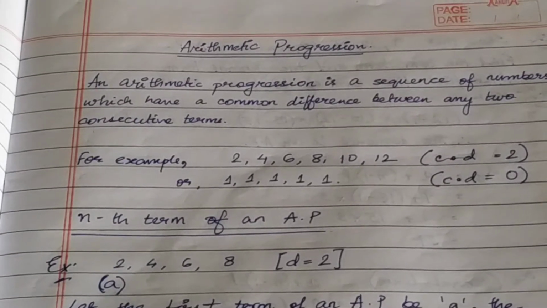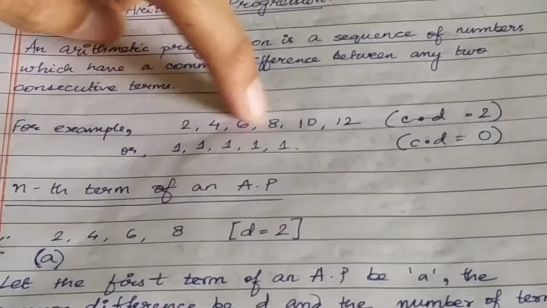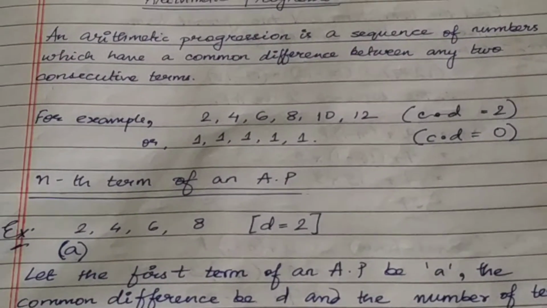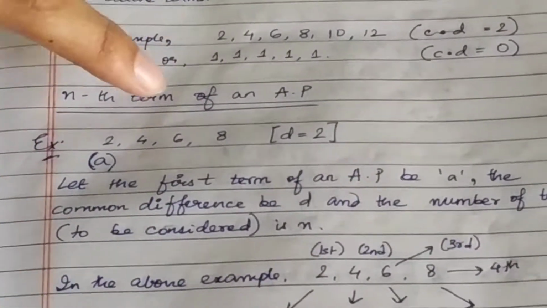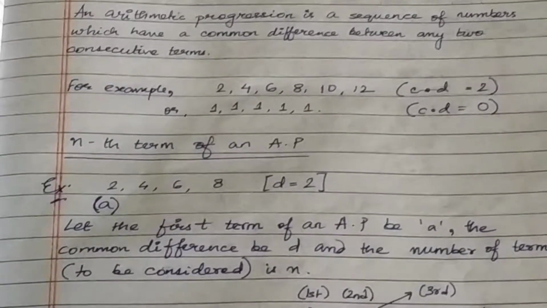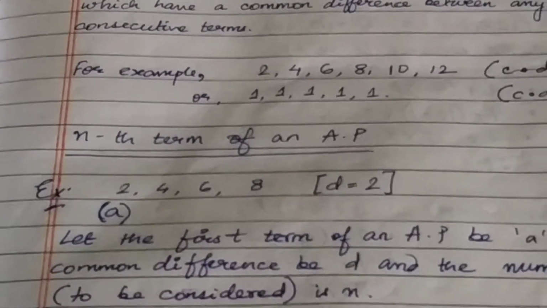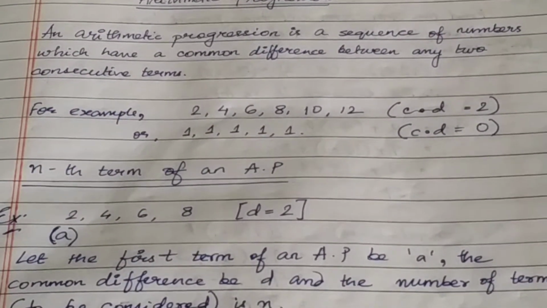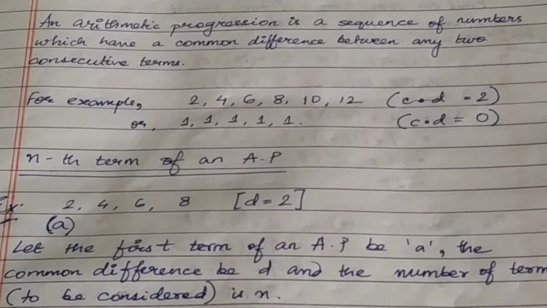So 2 and 4 have a difference of 2, and then 4 and 6 have a difference of 2, and you can see that all of the terms have a common difference of 2. And similarly, even this sequence is an AP because again there's a common difference of 0. So any sequence where there is a difference which is common between every consecutive term will be an AP. So this is a special type of sequence.